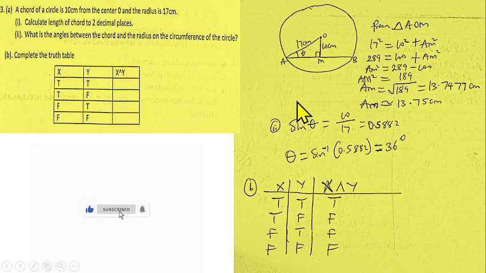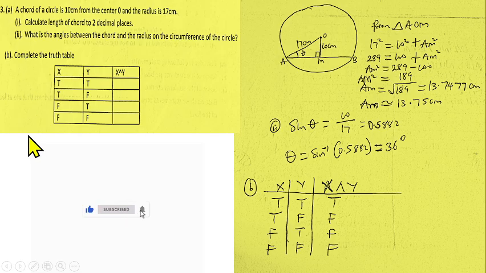So you can use the trigonometric ratio. This is the opposite of the angle, and this is the hypotenuse. So opposite over hypotenuse is sine theta equals 10 over 17, which equals 0.5882. To find this theta, you find the sine inverse of 0.5882. That will give us 36 degrees. So that means the angle here is 36 degrees.